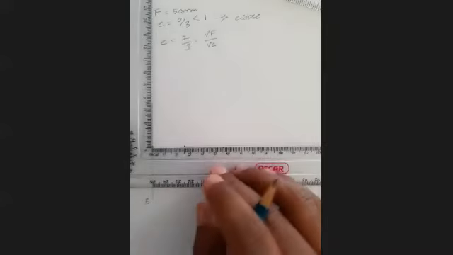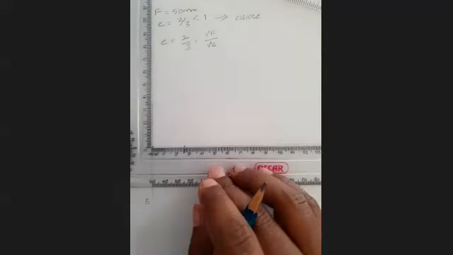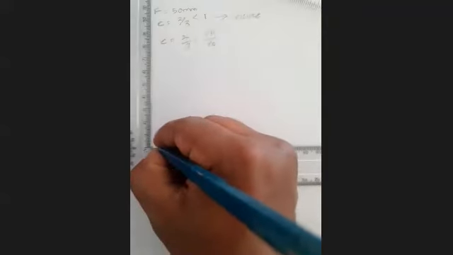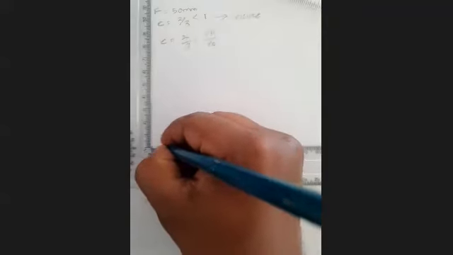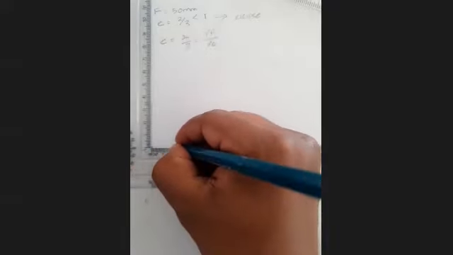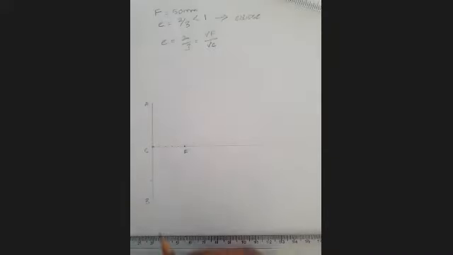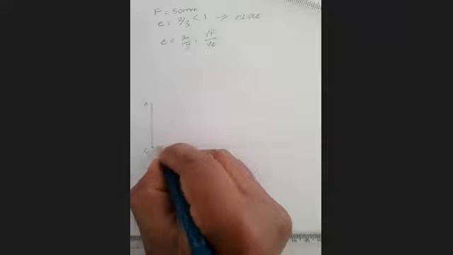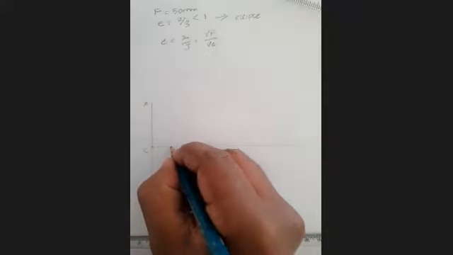So you do it with scale. For me, each division is 5 mm. For you, each division is 10 mm. Now, 4 divisions, 5 divisions.